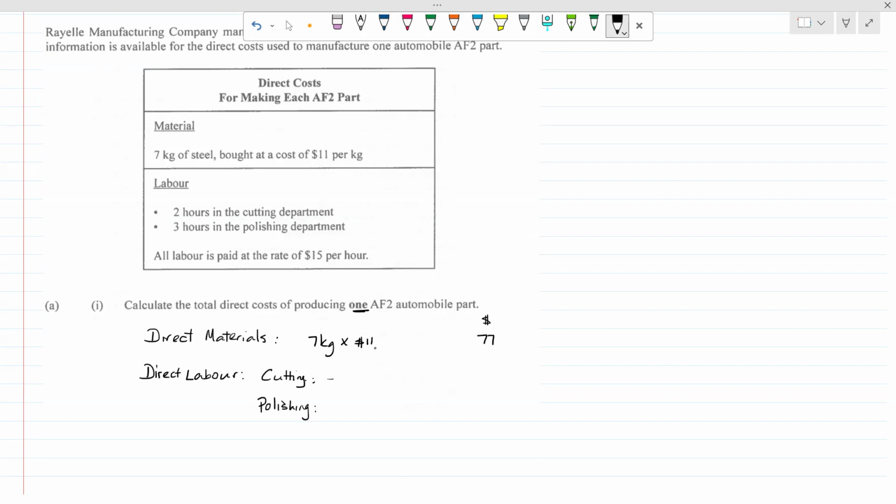Cutting department, we're doing 2 hours by $15 per hour. So that's a total of 30. And here we're doing 3 hours by $15 per hour. That's a total of 45. So our total cost for producing one of these units, direct cost that is, $152.